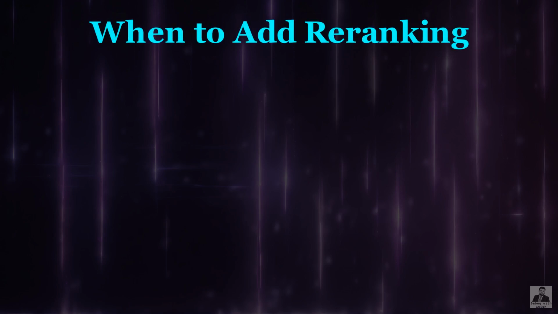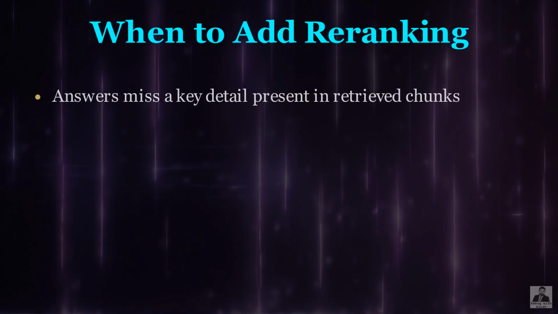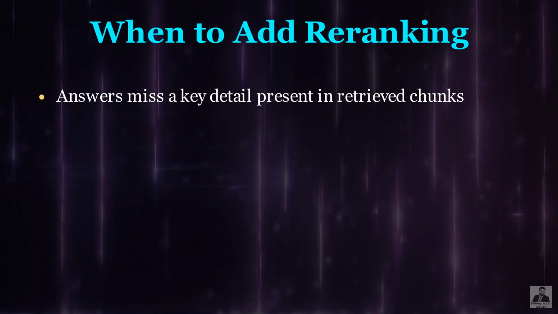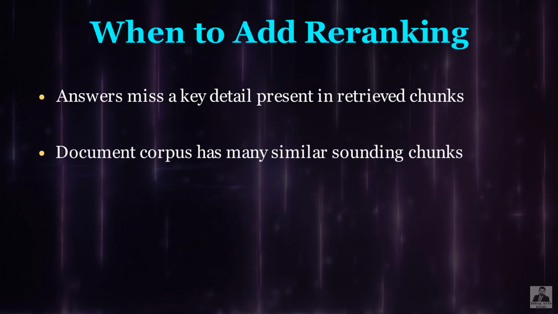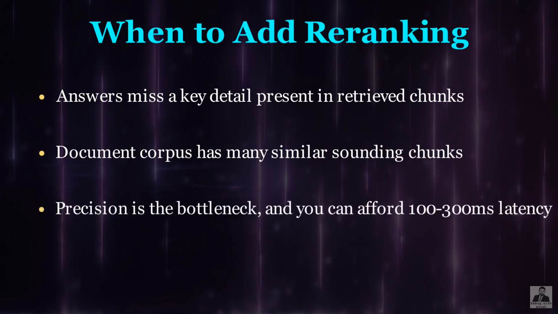Reranking adds latency, so you should add it deliberately, not by default. The right time to introduce it is when your answers are sometimes correct, but frequently miss a key detail that is actually present somewhere in the retrieved chunks. It also helps significantly when your document corpus has many chunks that sound similar on the surface. The extra 100 to 300 milliseconds of latency from a cross-encoder is almost always worth it when precision is the bottleneck.